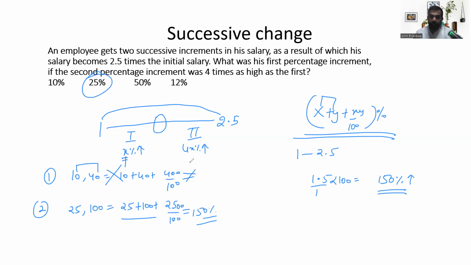Are you getting what I'm saying? So finally, we can see in this logic, we are using hit and trial, but logically we are using it, okay? Because we have the final change, we know this should be 150%, right?